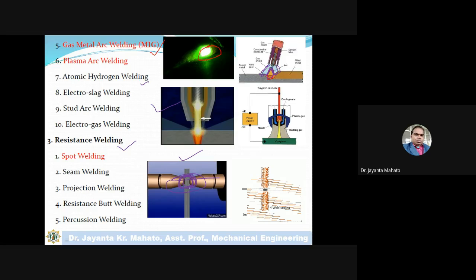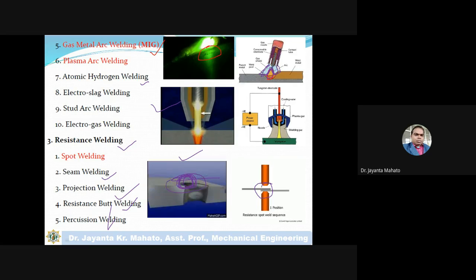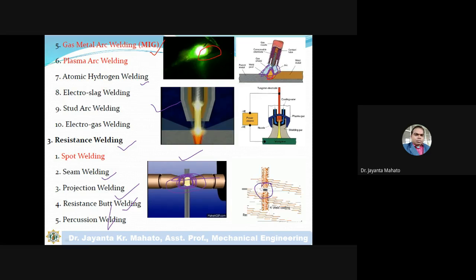Due to this resistance, the material will melt at that zone very quickly, and the melted material also solidifies very rapidly. Let us see, this is actually the spot welding process. Other resistance welding processes are the seam welding process, projection welding process, and resistance butt welding process. So these are the resistance welding processes.